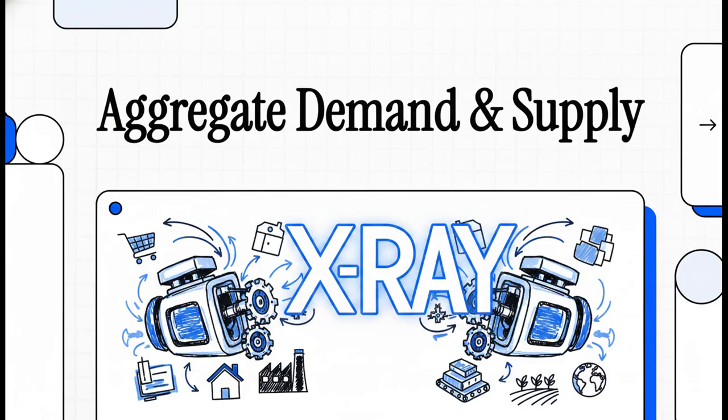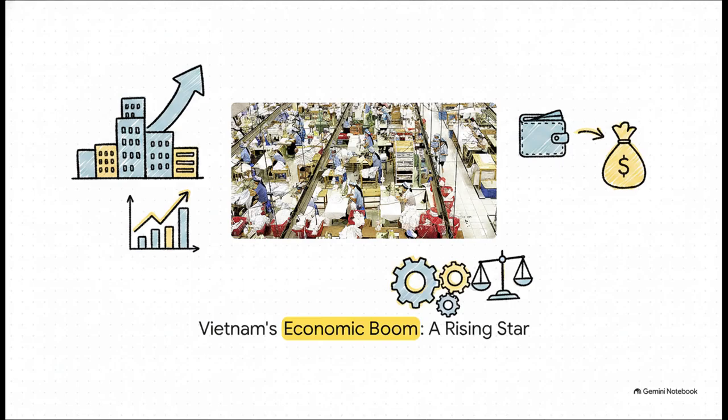We are going to completely demystify the macro economy by looking at two absolutely massive forces, aggregate demand and aggregate supply. Now, to see why this actually matters, we don't have to bury our heads in a textbook. We can just look out at the real world.